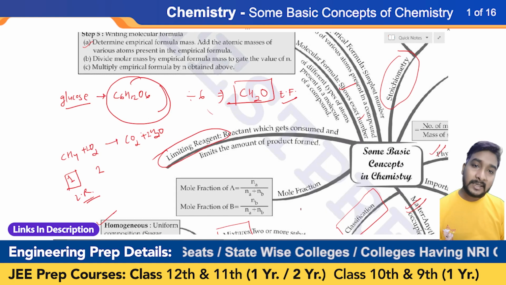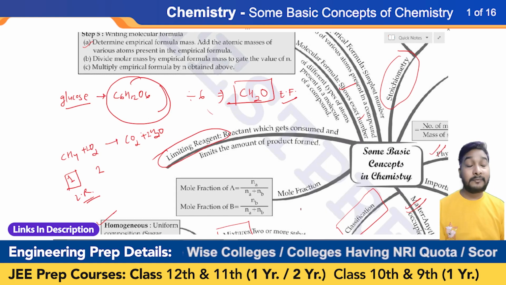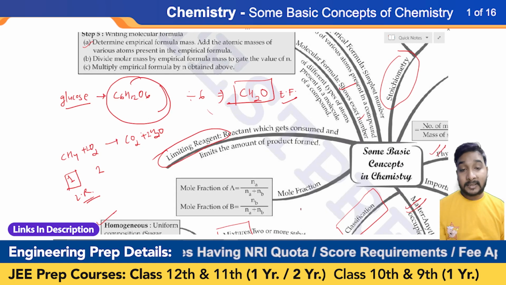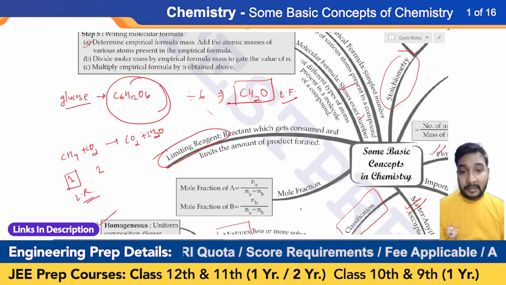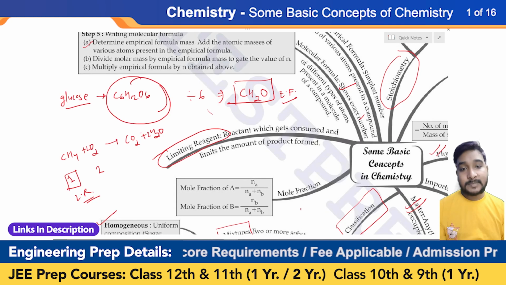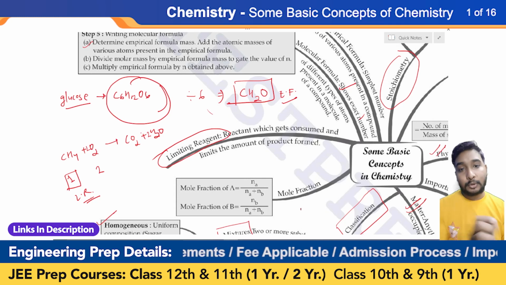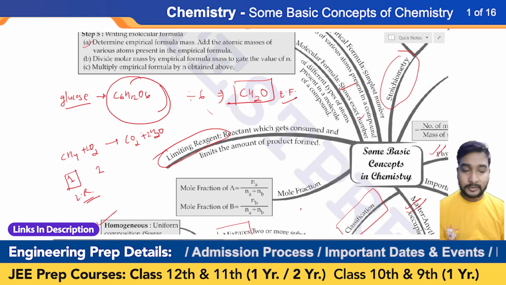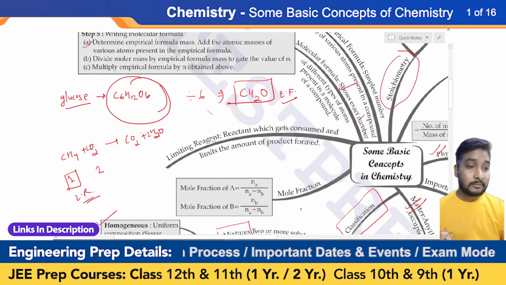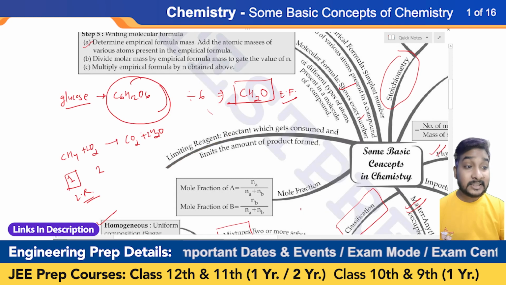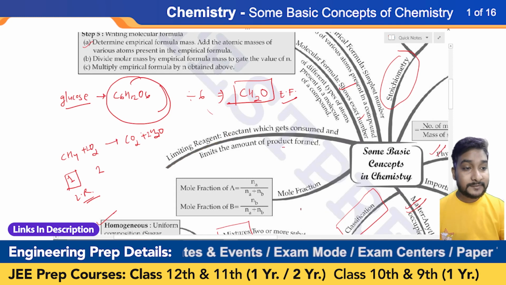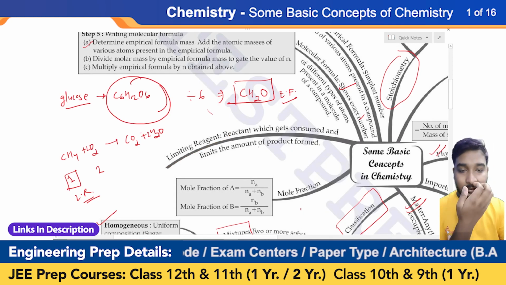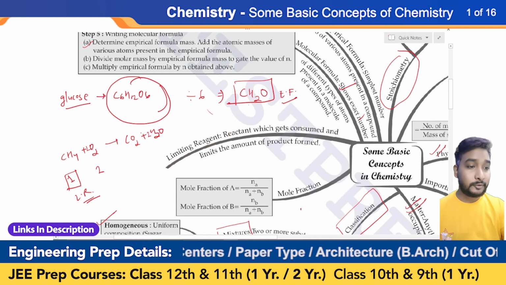Okay, so with the help of limiting reagent we can easily conclude for any reaction when it will be completed and how much product it will produce after the complete consumption. Now the definition is written: reactant which gets consumed and limits the amount of products formed. I explained this earlier. This is a very simple line you should remember.